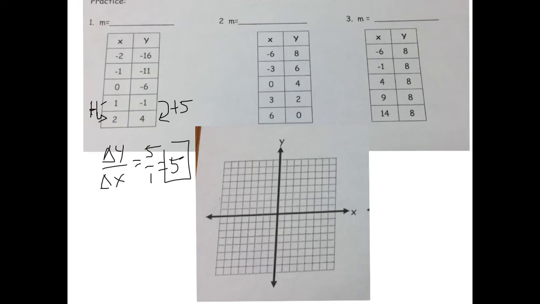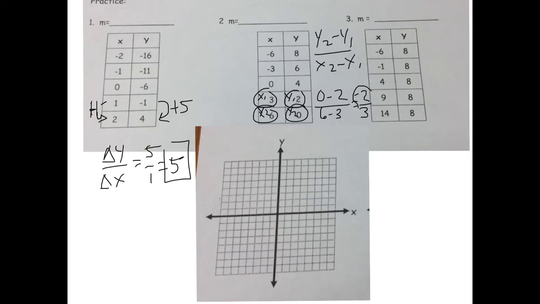Okay? Let's do number 2 using a formula. Let's let this be x1 and this be y1, x2, y2. So the formula says you do the y's on top, y2 minus y1 over x2 minus x1. So our second y is 0, minus our first one 2, 0 minus 2. And then on the bottom, it's 6 minus 3. 0 minus 2 is negative 2, 6 minus 3 is 3, so this is negative 2/3.